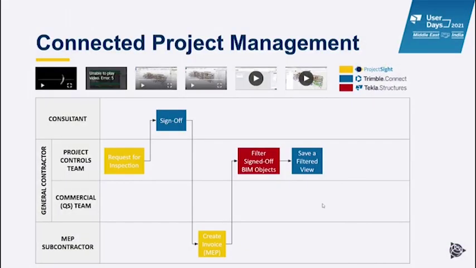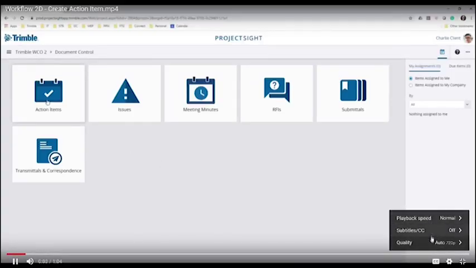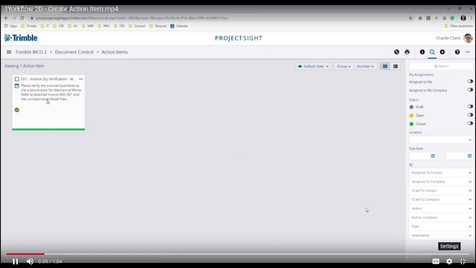It makes it easier even for other teams who may not be very familiar with BIM platforms to access that information very quickly. So once the project controls team save a filtered view in Trimble Connect, they can create an action item on ProjectSite for the commercial team to look at the invoice and look at the elements that were isolated in the 3D model and cross-check and make sure that the invoice is only reflecting those items.